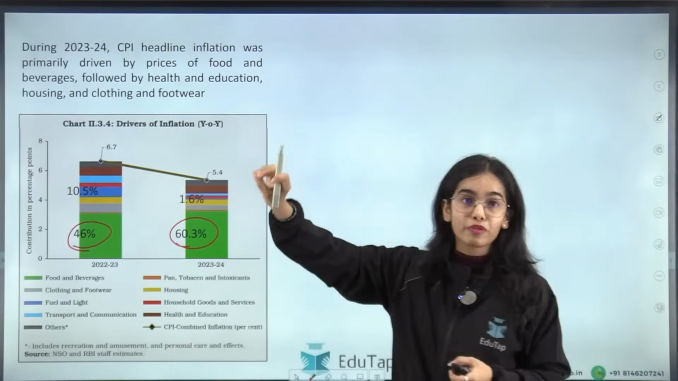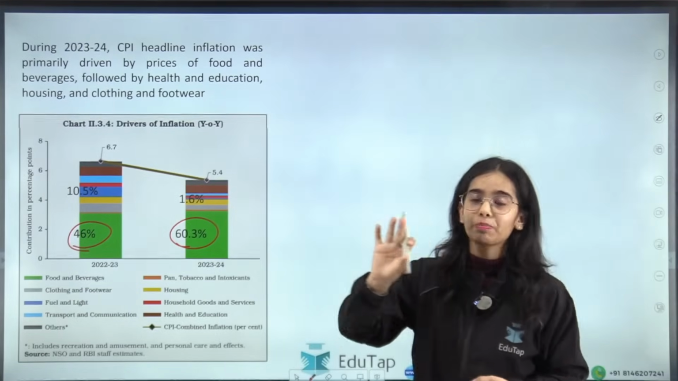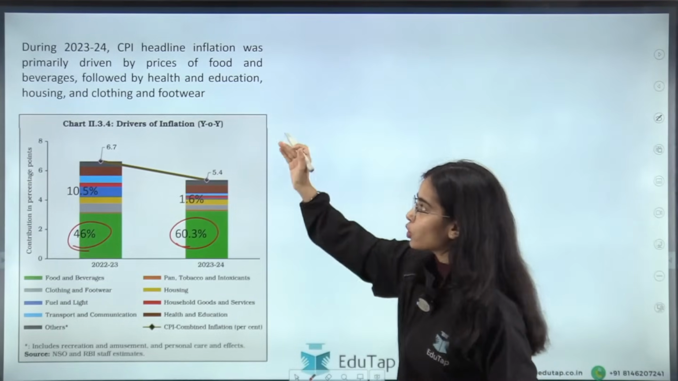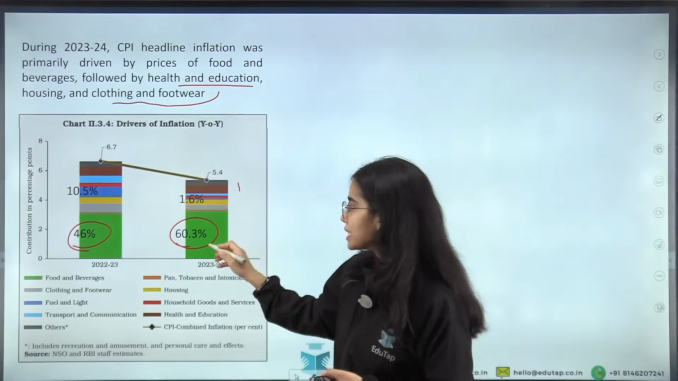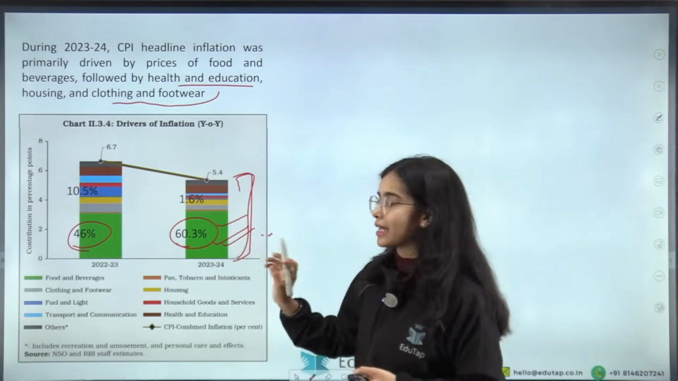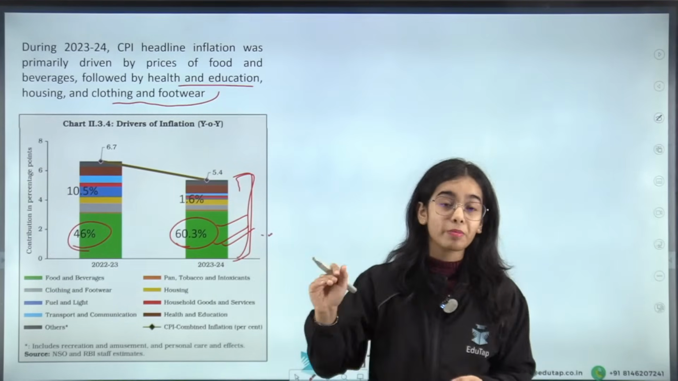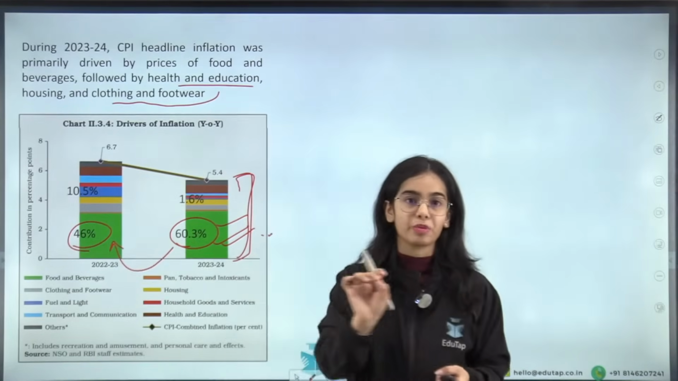During 2023-24, the CPI headline inflation was primarily driven by the prices of food and beverages, followed by health and education, housing, and clothing and footwear. So you can see 60.3% of the contribution to CPI inflation was by food and beverages, as compared to 46% in the previous year.